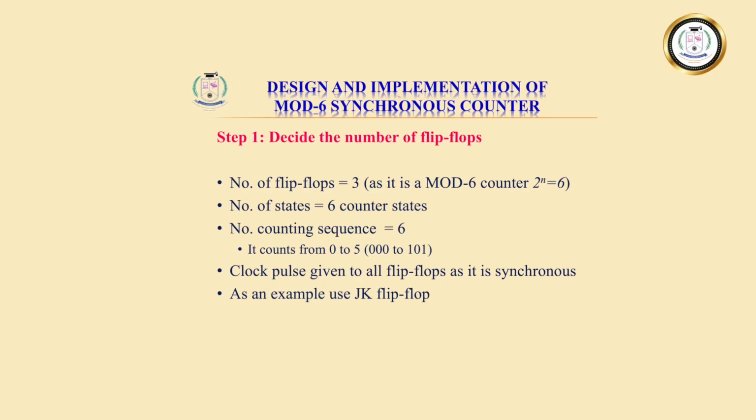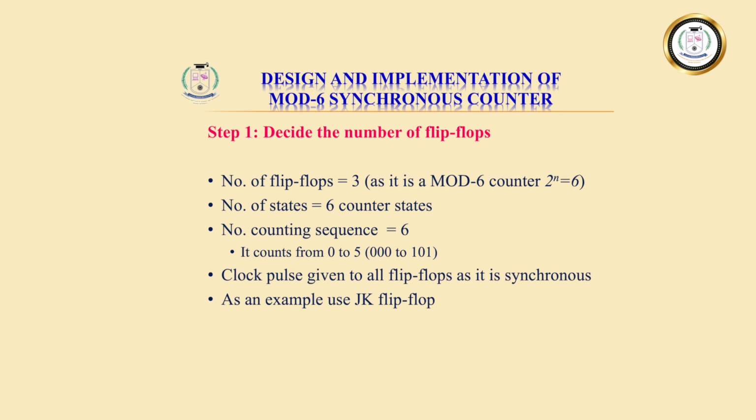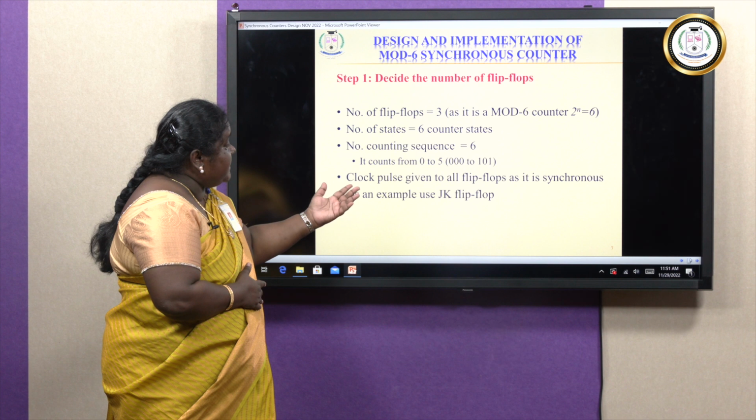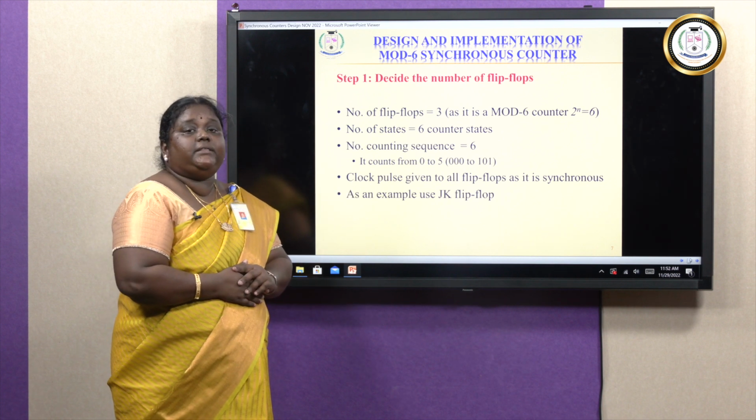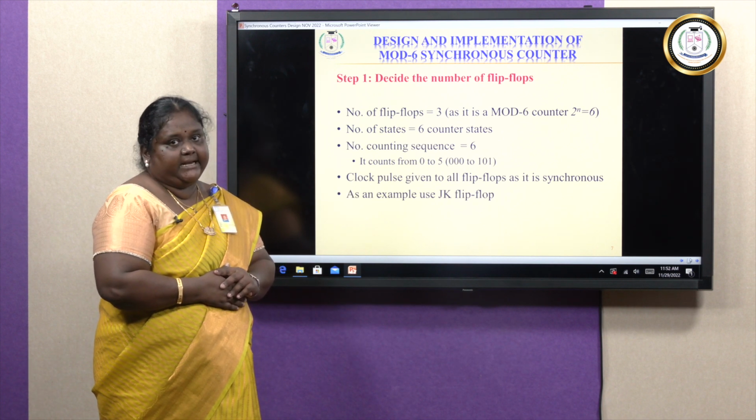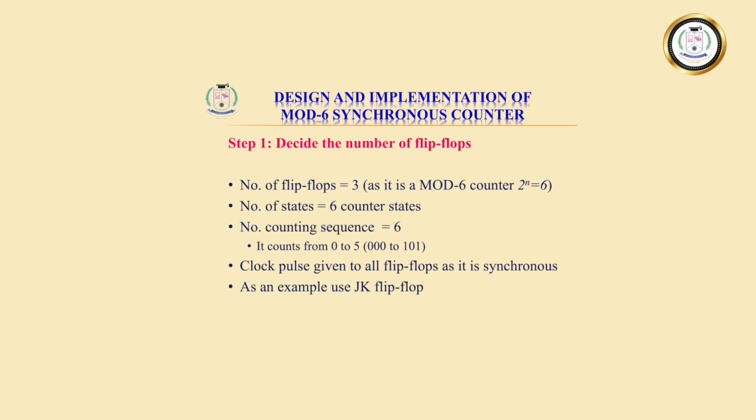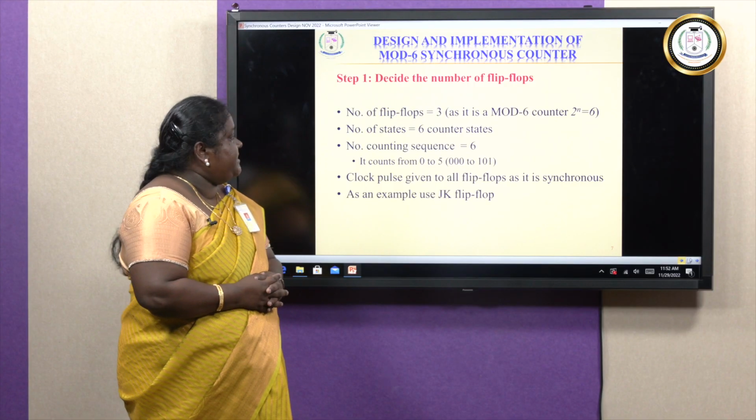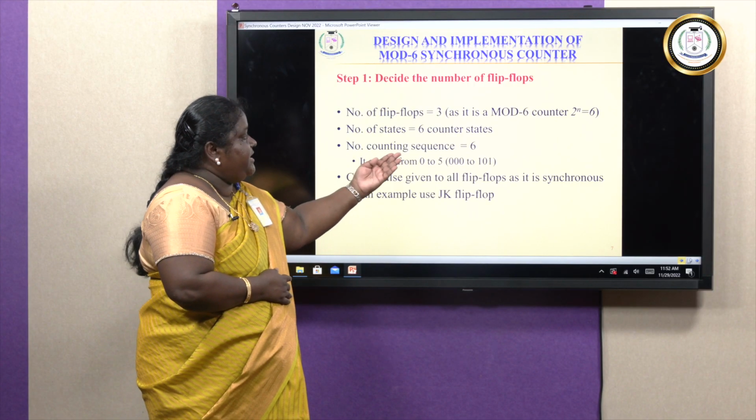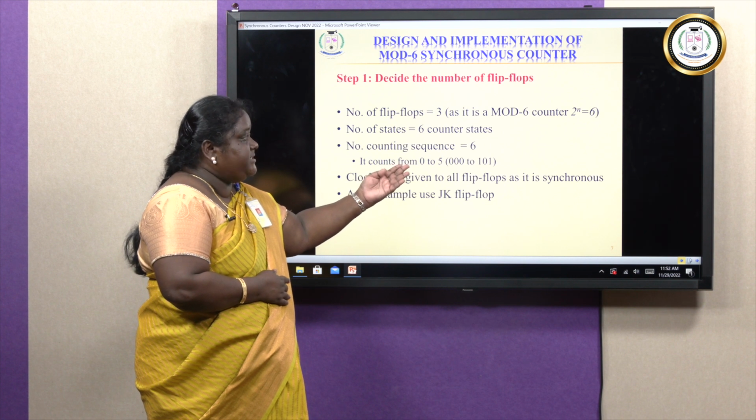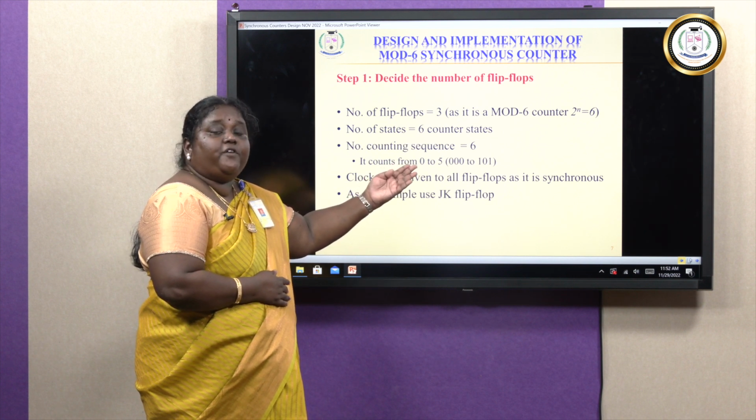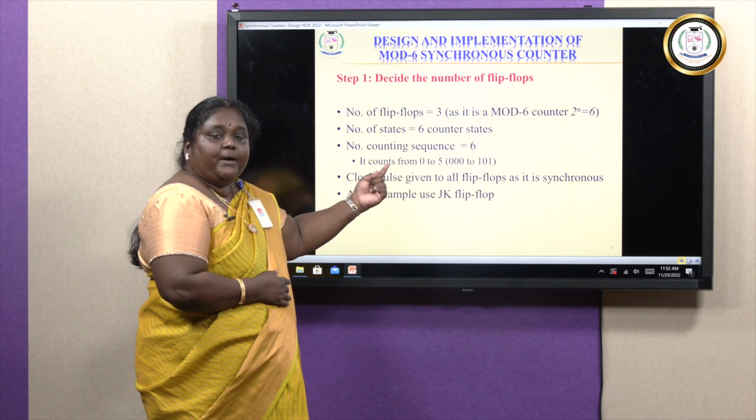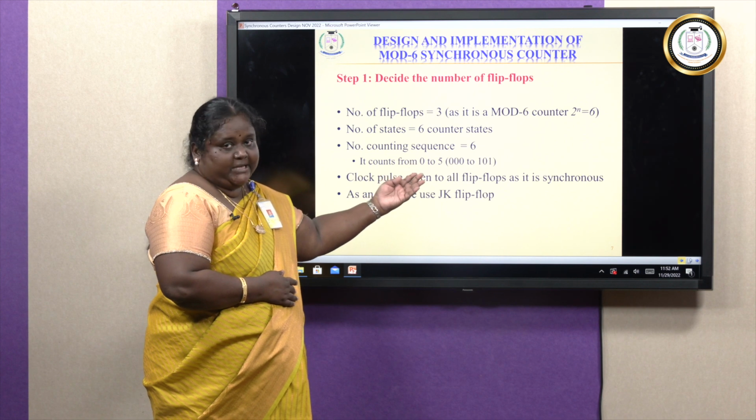So step 1. In step 1, we have to decide the number of flip-flops. As an example, we are going to consider the design of a modulo 6 synchronous counter. As it is a modulo 6 counter, 2 to the power of n is equal to 6, so the number of flip-flops required for designing this counter is 3.